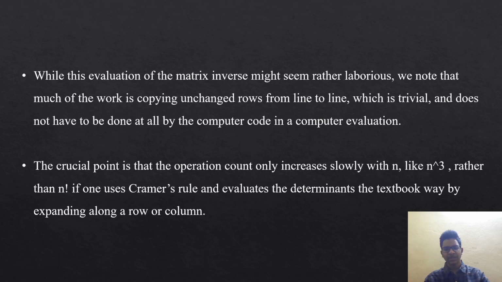If one uses Cramer's rule and evaluates the determinants the textbook way, expanding along a row or column, even worse is to calculate the cofactors by expanding along rows or columns, repeating for successively smaller cofactors until one gets down to 2 by 2 matrices which are evaluated explicitly. The number of operations grows like n factorial, which increases so fast that it could take the age of the universe to find the determinant of a 25 by 25 matrix.